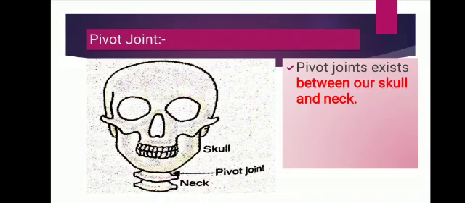Okay, the next joint is the pivot joint. See in the diagram, it is present between our skull and neck. A pivot joint allows rotation around an axis. It exists between the skull and the neck. Okay. How does it show movement? The pivot joint between the skull and neck allows our head to bend up and down and turn from side to side. Means in two directions, up and down and side to side.